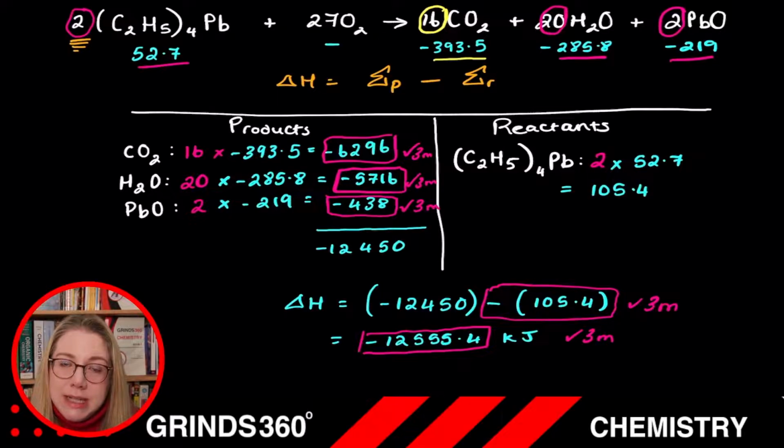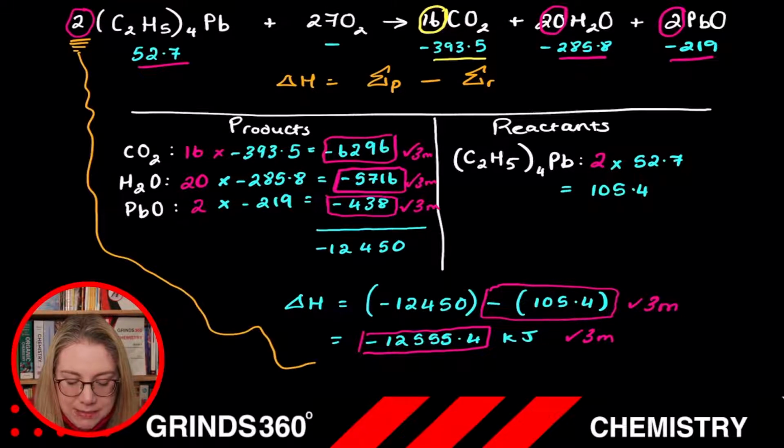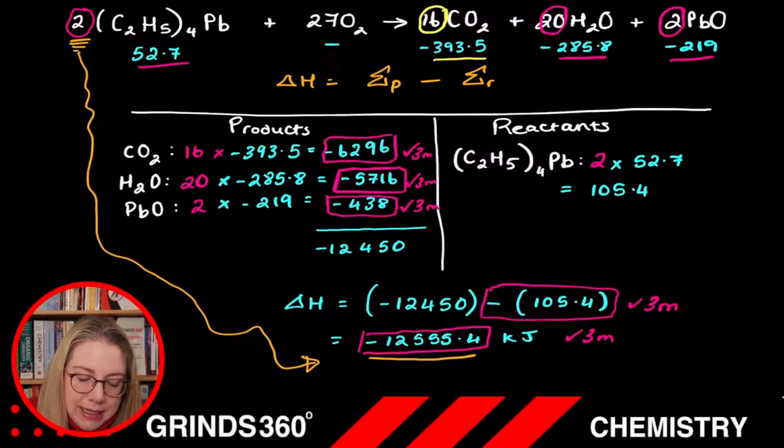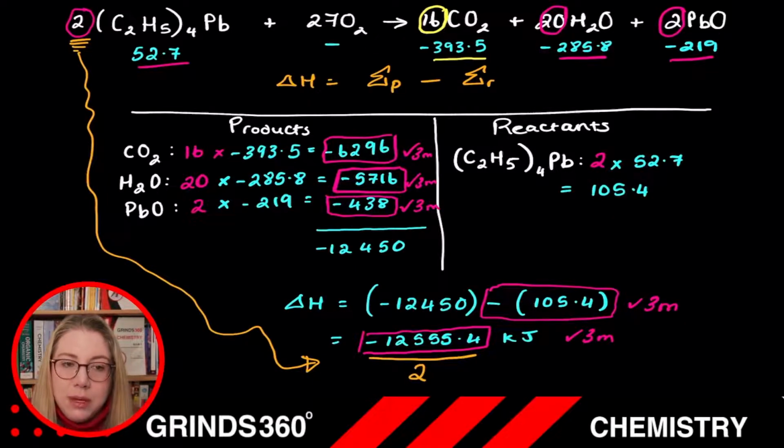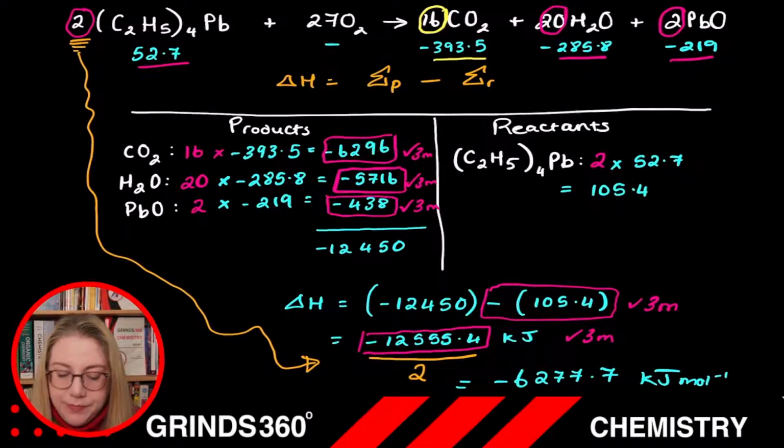12,555.4 kilojoules of energy is released. That's when 2 moles react, because you can see a 2 in front of the tetraethyl lead in the equation. I want what 1 mole is. So we need to take this number in front of the tetraethyl lead down here, and divide the answer that I've just got by the number in front of the tetraethyl lead. When we do that, minus 12555.4 divided by 2 is minus 6277.7 kilojoules per mole. And that is your last 2 marks for this question.